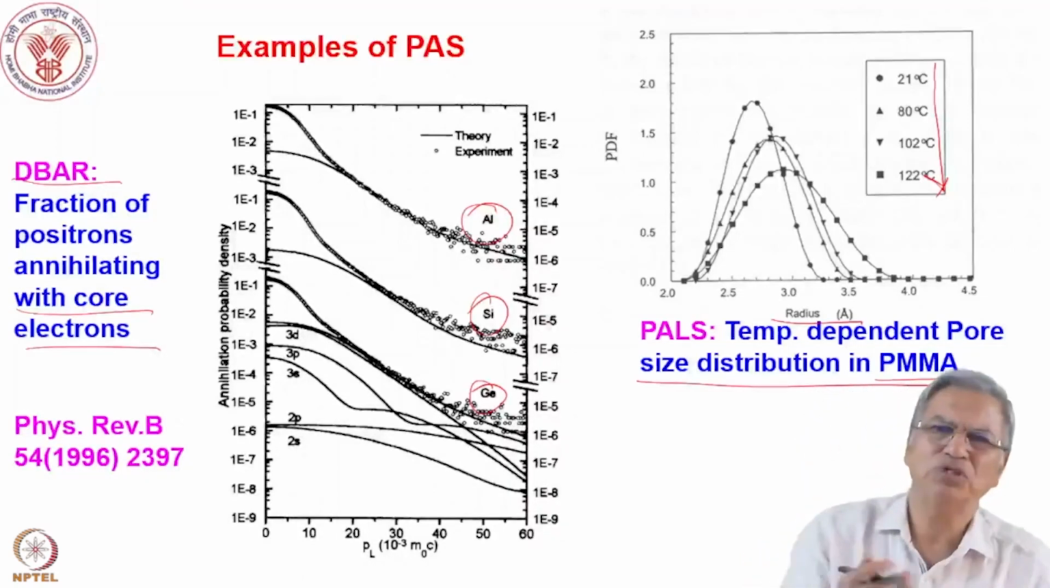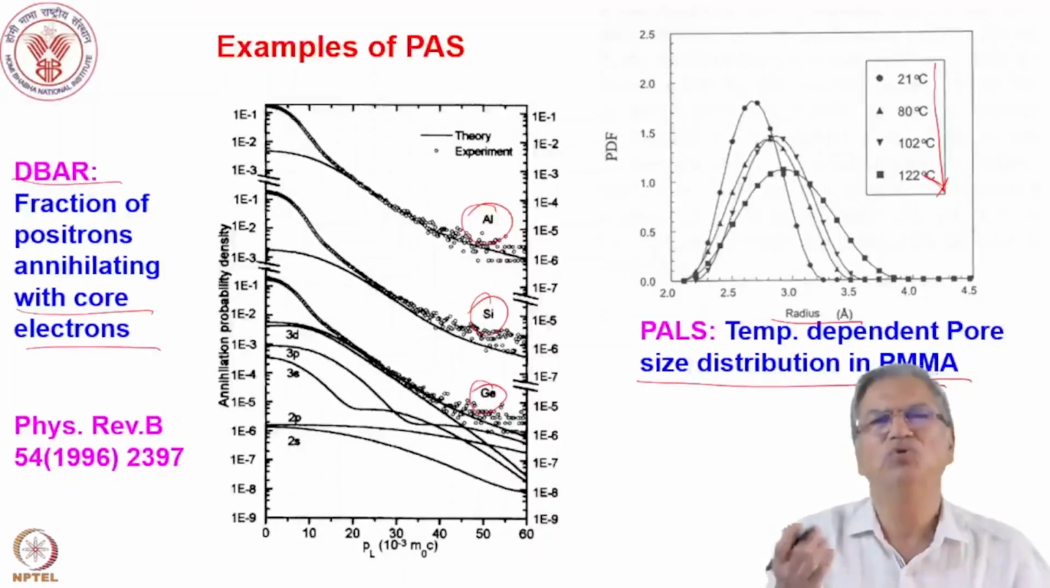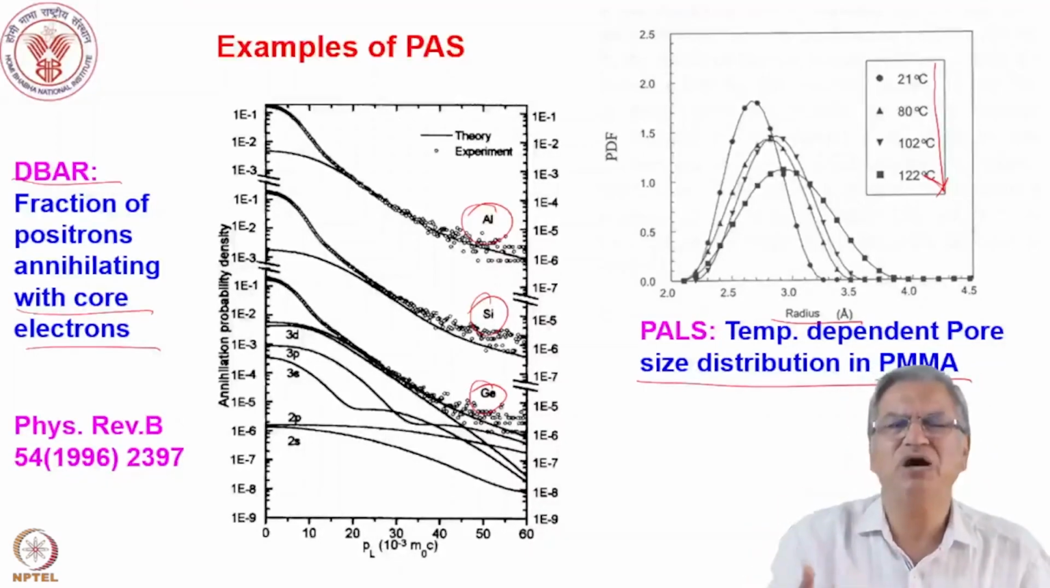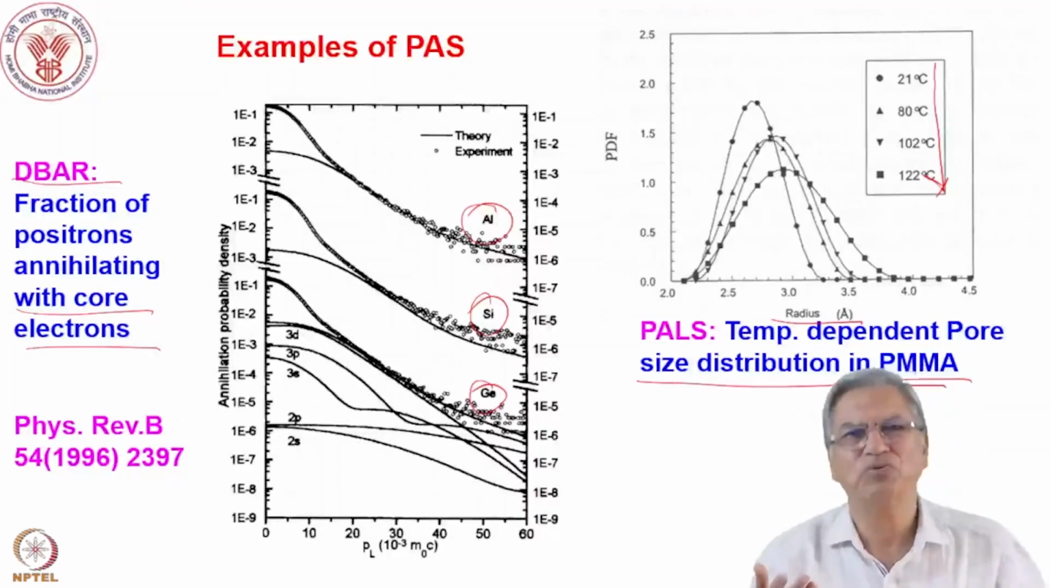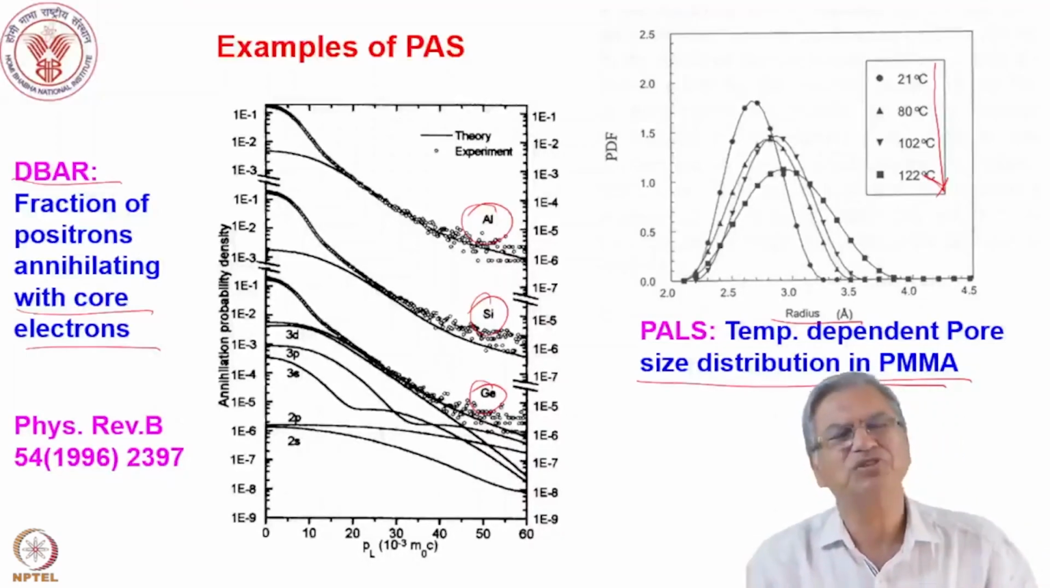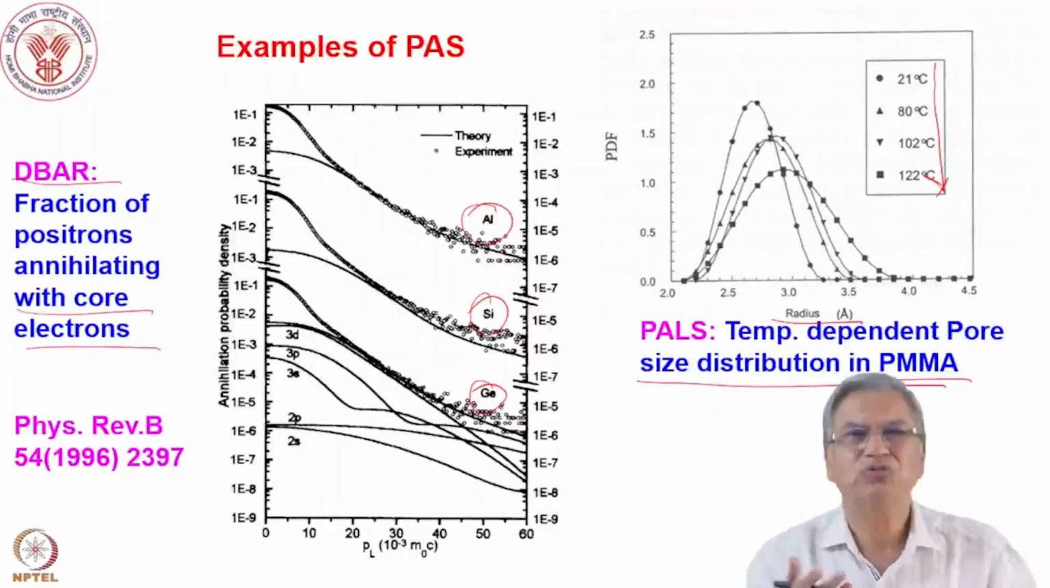So these are just to give you examples of what you can do, but you can take a topic and see how positron annihilation can be utilized in the study of that particular topic. So there is a vast area of research in using positron annihilation spectroscopy. So I'll stop here and take up the next part in the next lecture.